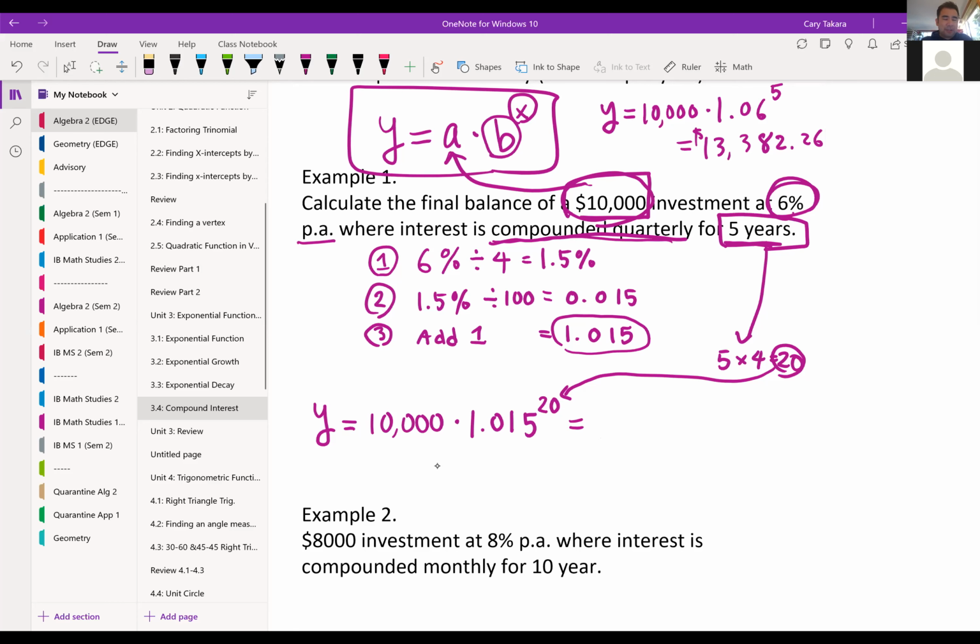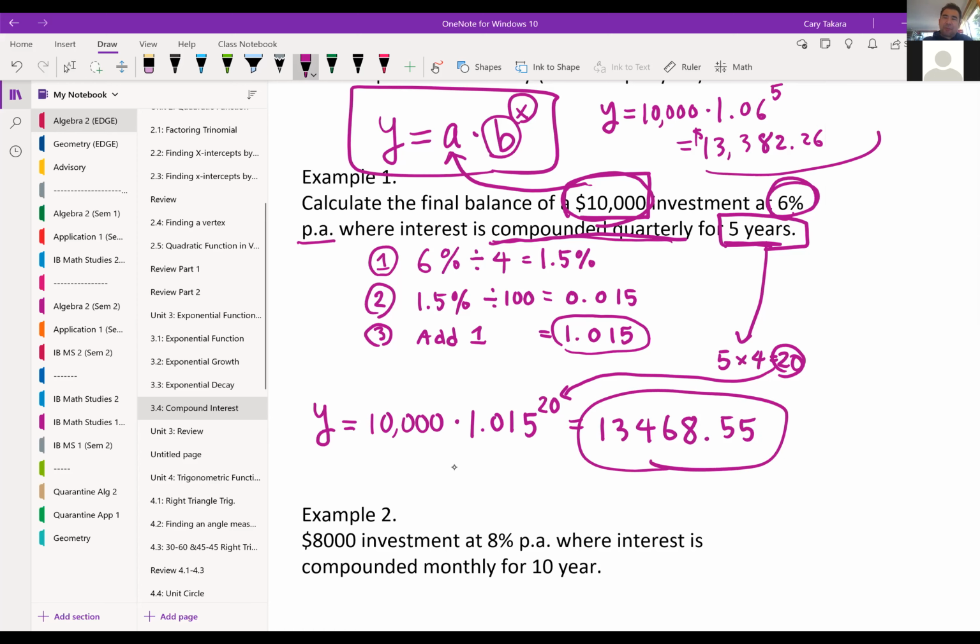Oh, that's just 1, 3, 4, 6, 8. Now, comparing to the once a year 6%, this is definitely better, isn't it? I mean, it's not much, but it is better because you are now earning interest on the interest that you earned for the previous quarter. And then now you're going to earn interest on the interest for the previous quarters and so on. So it adds up.